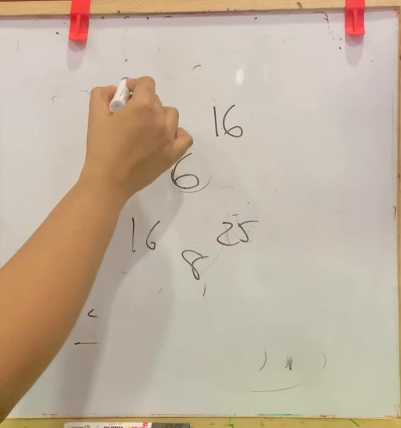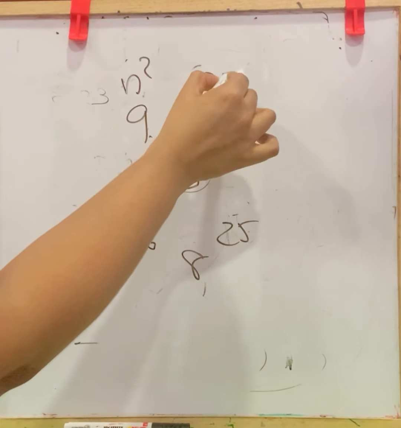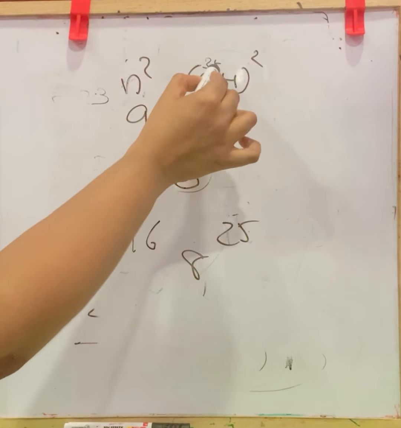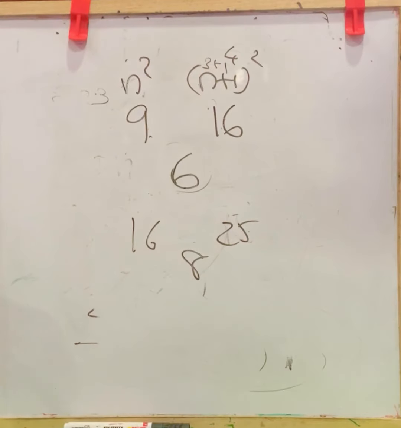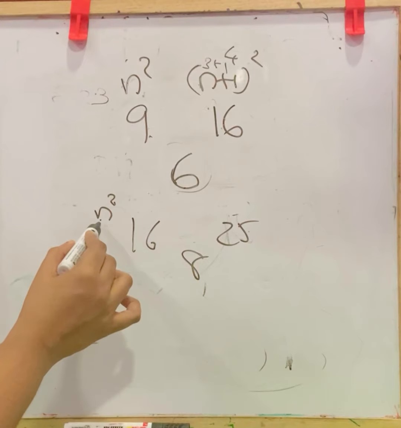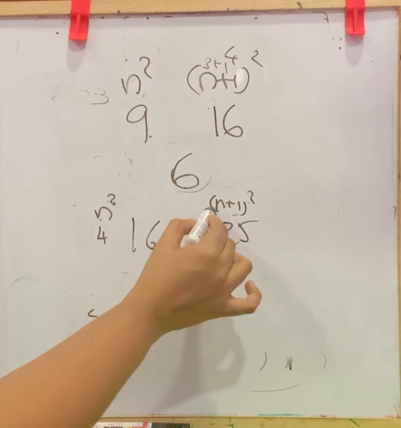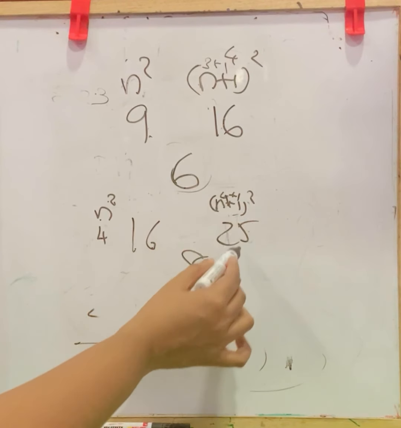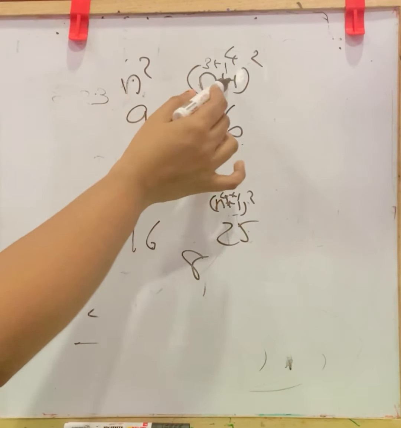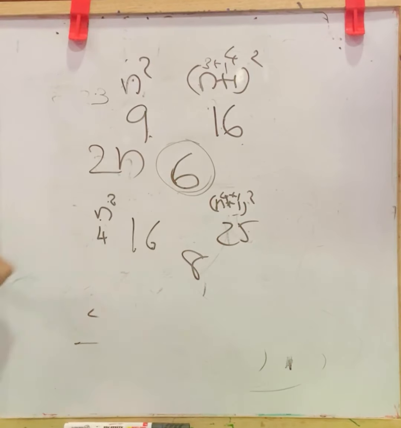If this is n square, here n is 3, the next will be n plus 1 square, that is 3 plus 1, 4 square. Yes, it is 16. Now if it is n square, here n is 4, 4 square is 16, and the next will be n plus 1 square, that is 4 plus 1, 5 square. Yes, it is 25. Then the general form is, in between n square and n plus 1 whole square, there will be 2n numbers.